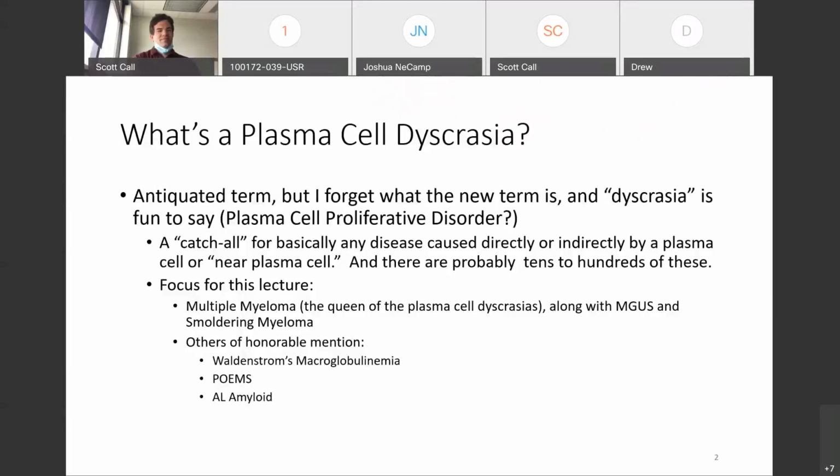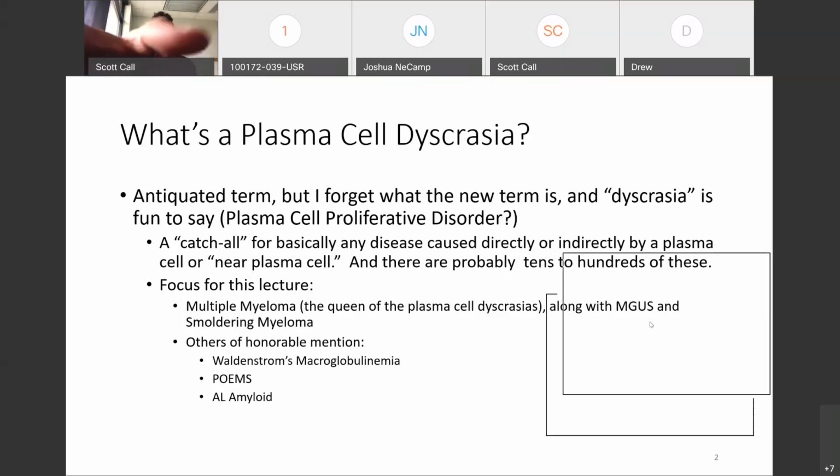So talking about plasma cell dyscrasias, the first thing is that technically plasma cell dyscrasia is an antiquated term, but we still use it a lot. I think it's mostly just because it's really fun to say the word dyscrasia. And the other thing is I don't even remember what the new term is for it. I think it's something like plasma cell disorder or plasma cell proliferative disease. But in any case, we still say plasma cell dyscrasias a lot. Basically this is a catch-all term for any disease that's caused directly or indirectly by plasma cells or even near plasma cells.